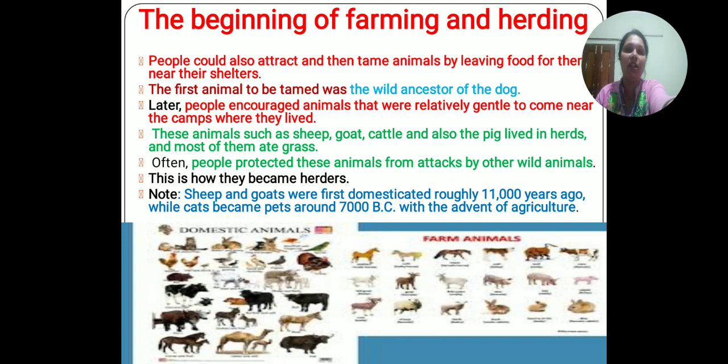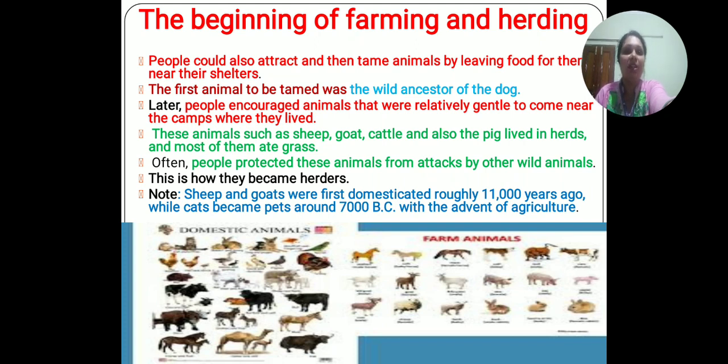So later, what they did, they relatively tamed all those animals which were gentle in nature, and they allowed those animals to come nearby their camps or living areas. These gentle animals were sheep, goat, cattle, and also the pig, which lived in herds, in a group, and they were eating grasses.